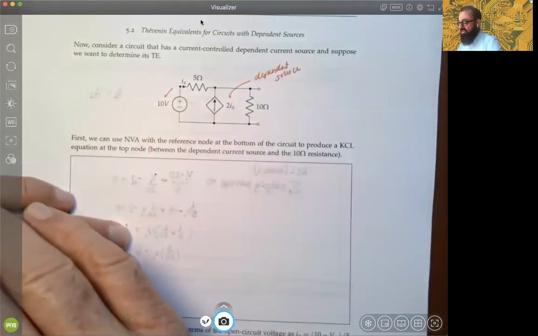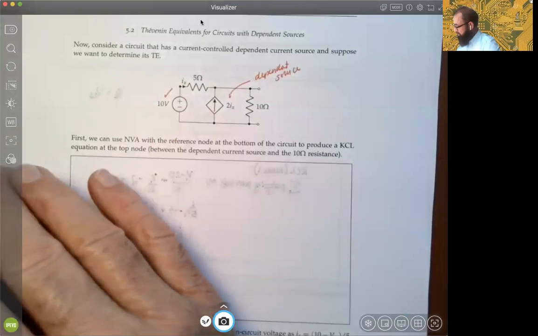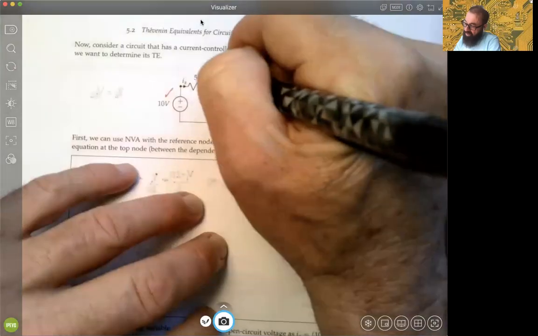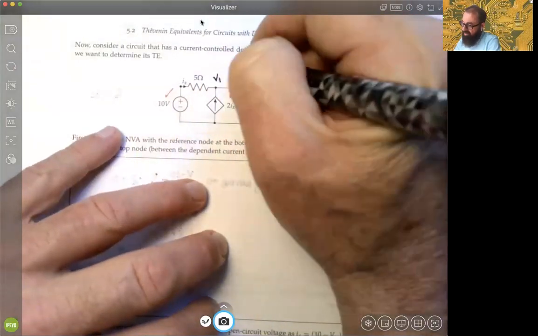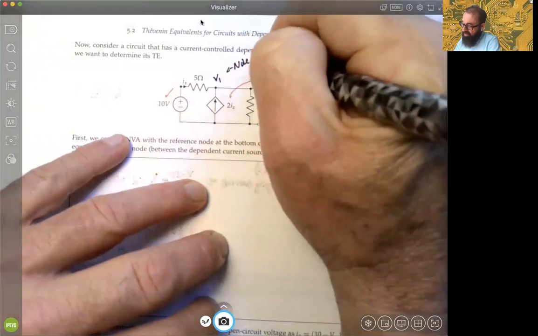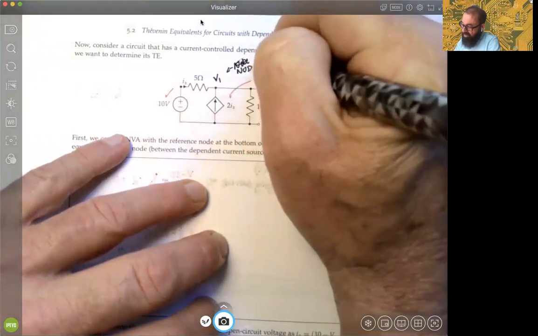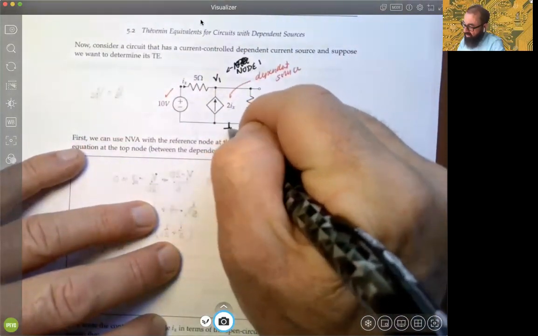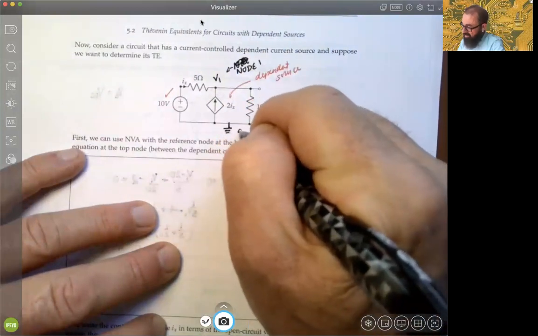So in this case, what we're going to do is look at applying NVA first with the reference node at the bottom to get a KCL equation, okay? Because you can't zero that source out. It's dependent, we can't zero it out, so we've got to work with it. So we're going to label this top node V1. Again, there's our node 1, and we're going to apply NVA. If we're going to do that, let's ground as far away as we can from it. So there will be our ground.